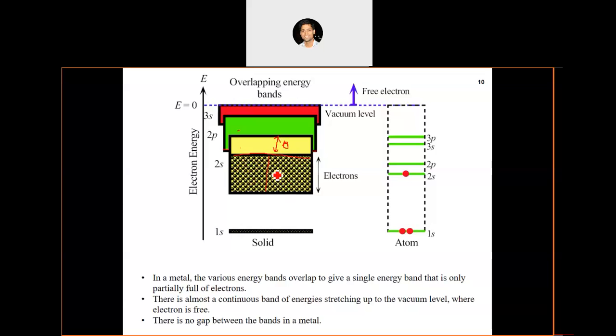So these half of the energy levels in the 2s band are full, and the rest are all empty, right? Electron energy will increase as we go up, right? Finally, when the energy of an electron becomes zero, that means it has gone into the vacuum level. It has become a free electron.